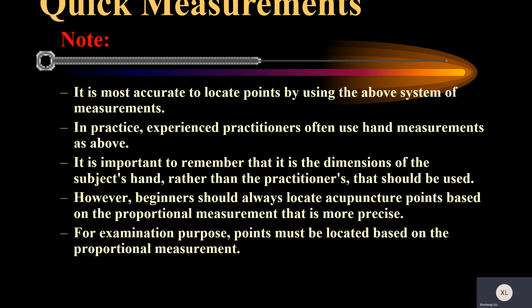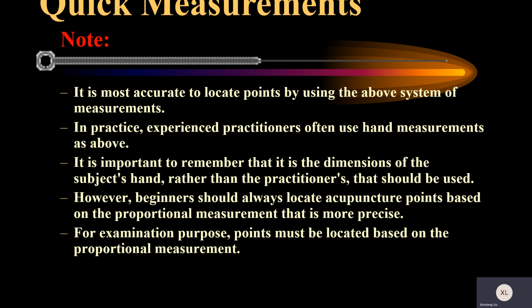Here are notes. It is most accurate to locate the point by using the above system of measurements. Cun means proportional measurement. In practice, experienced practitioners often use hand measurements as above, right? But I think it's better we still are familiar with anatomy, important anatomy. We should know palpation, not only surface anatomy, but also deep anatomy.